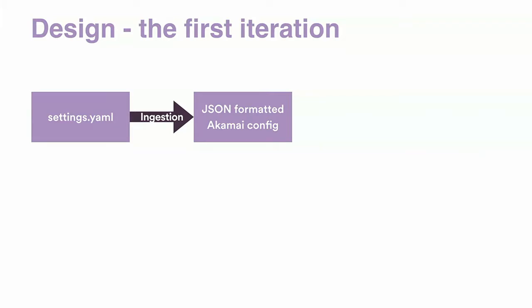When the settings file is ingested, we need to create a full set of JSON config. To do this, we do not only need the settings file, but also a template configuration in JSON format. A Python script will read from both these sources and create the full JSON configuration.